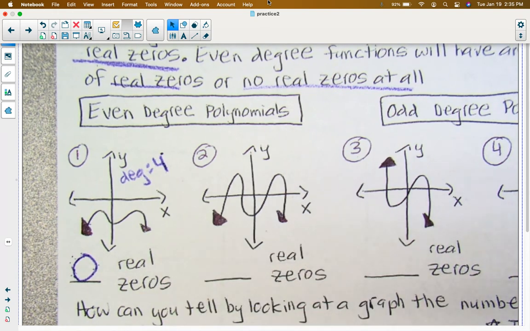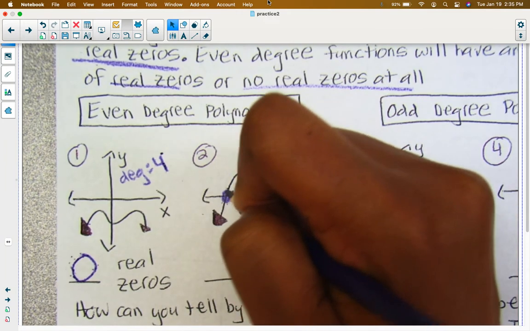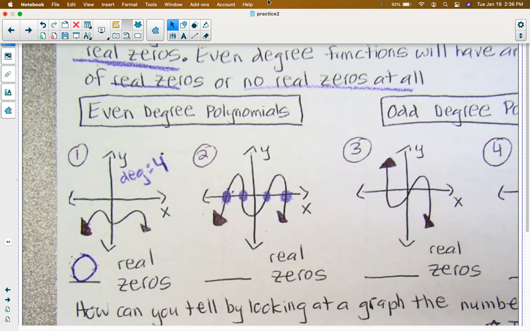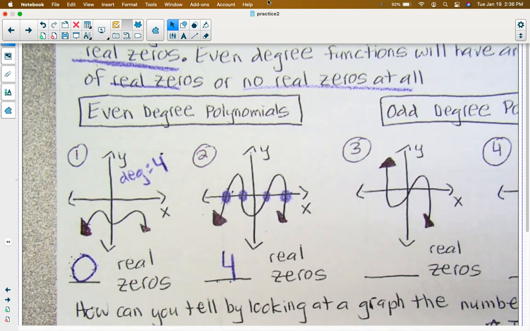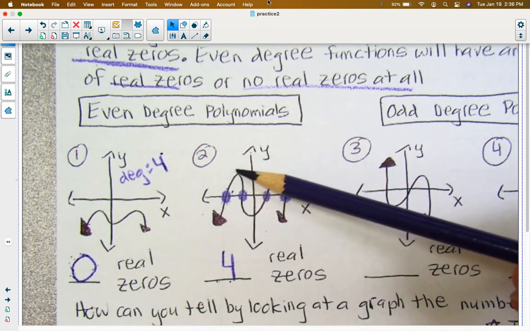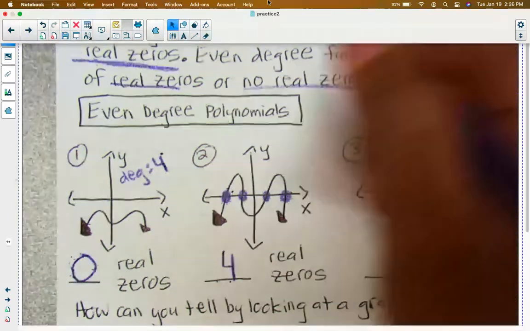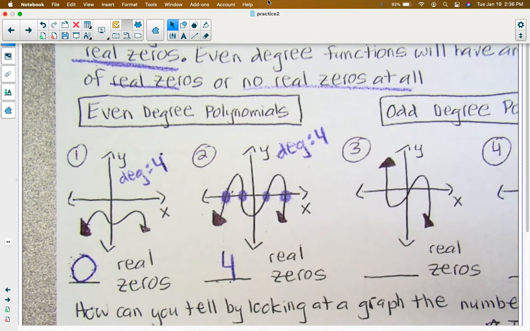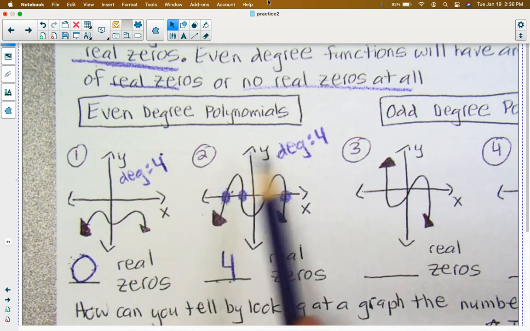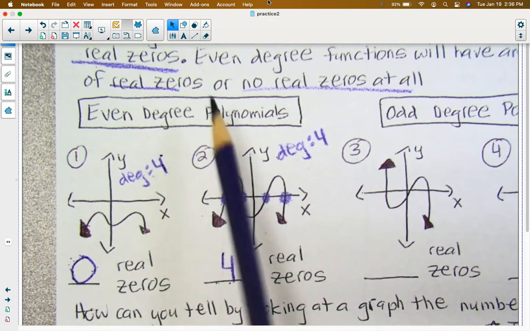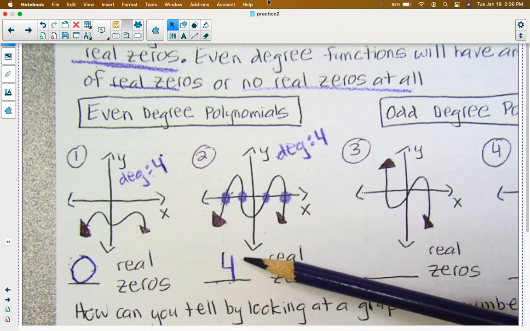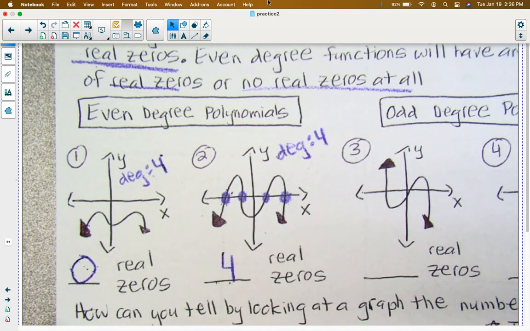Let's take a look at number 2. I see that it crosses the x-axis 1, 2, 3, 4. So it crosses in 4 spots. So there are 4 real zeros. And this is also a degree 4 polynomial: 1, 2, 3, 4. So these are even degree functions, and as the rule says up here, even degree functions will have an even number of real zeros, like number 4, that's an even number, or no real zeros at all.